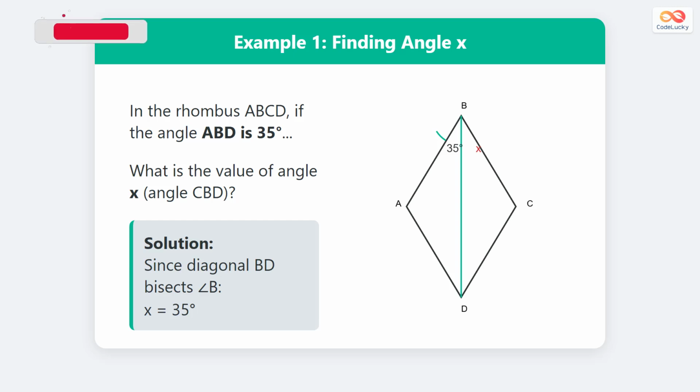Let us try a practice problem. Suppose we are given a rhombus where one part of the split angle is 35 degrees. We need to find the value of x, which is the other part of that same corner angle. Since the diagonal bisects the angle, x must be equal to 35 degrees.